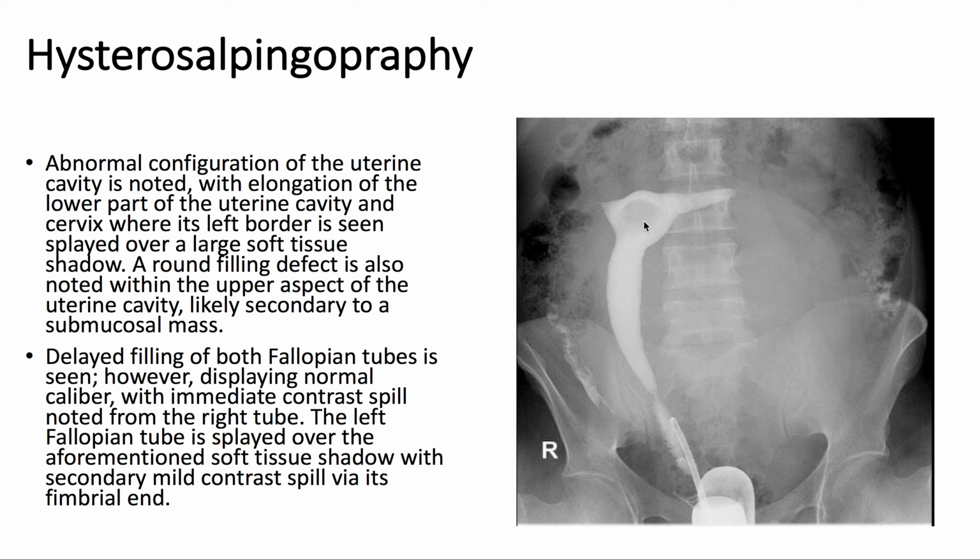a submucosal mass. We see that there's delayed filling of both fallopian tubes. However, we see that there's normal caliber with immediate contrast spill on the right side, whereas on the left, we see that there is splaying over the aforementioned soft tissue shadow with secondary mild contrast spill via its fimbrial end.